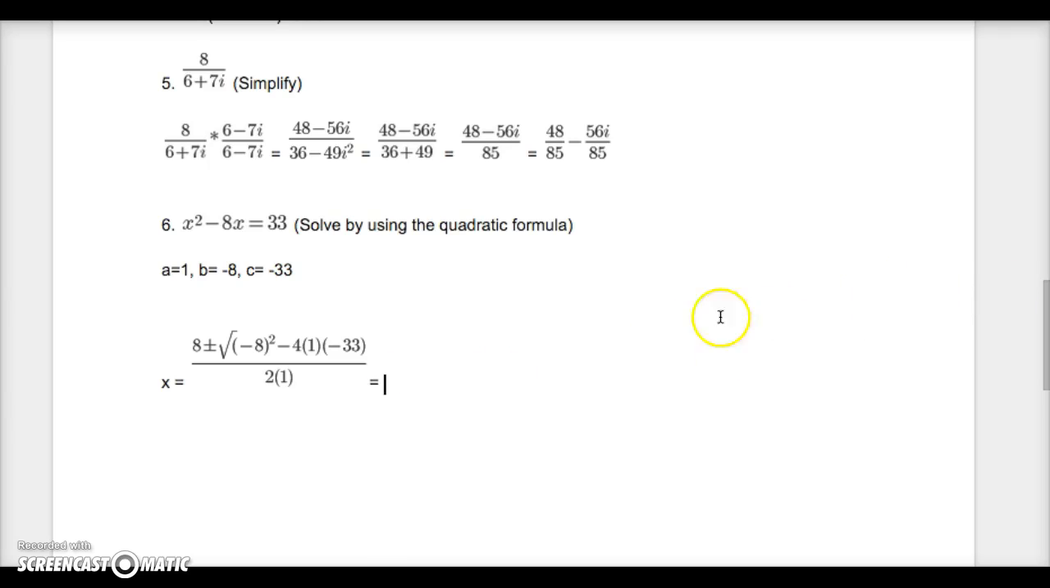And when we simplify that, negative 8 squared, that's 64. And negative 4 times negative 33, that's going to be a positive number. We would have the number 64 plus 132. 2 times 1, obviously that is just the number 2. And so that simplifies down into this expression. Okay, 64 plus 132 is 196.